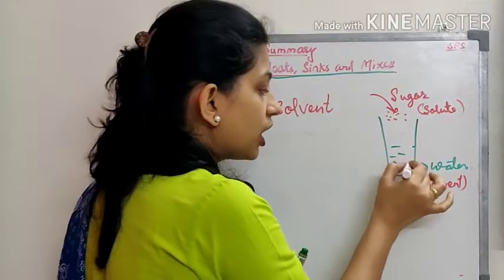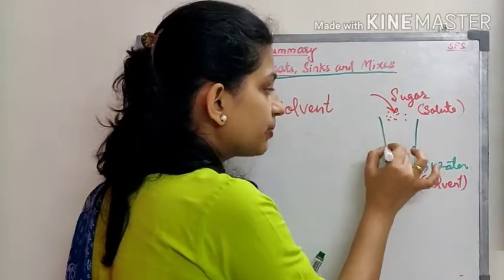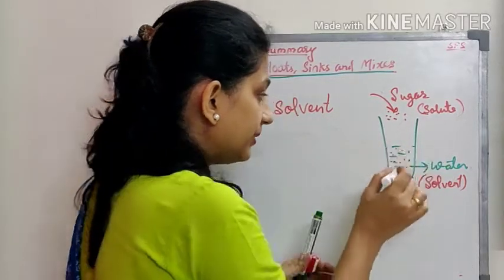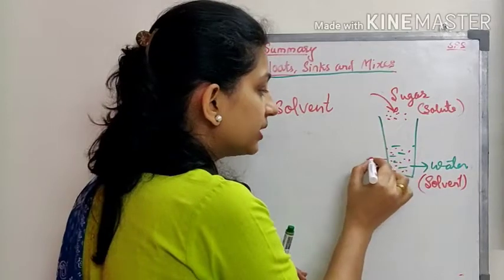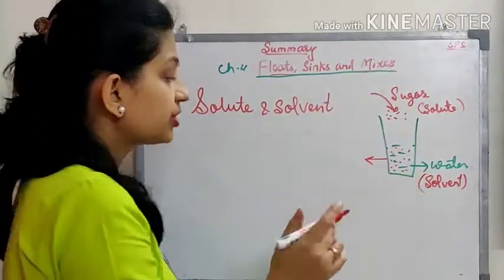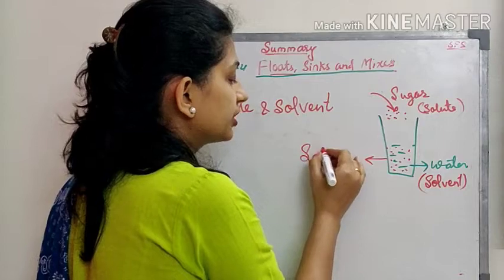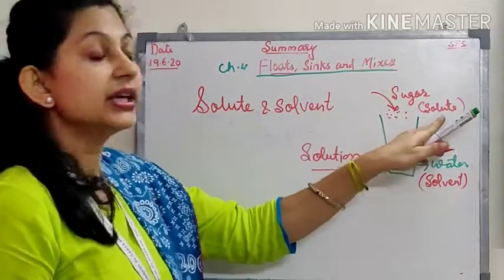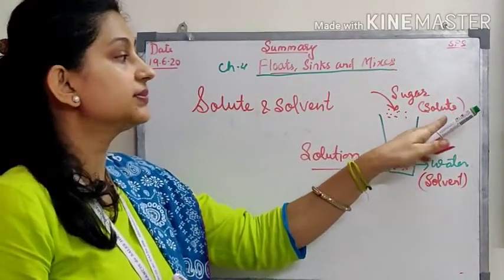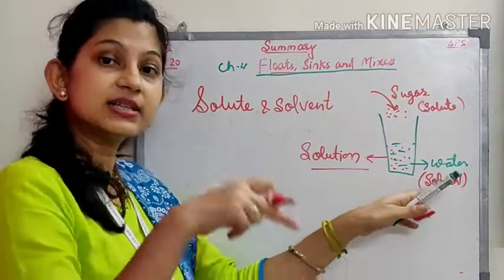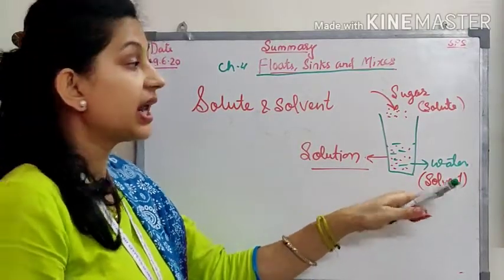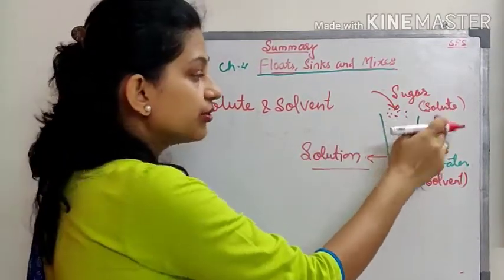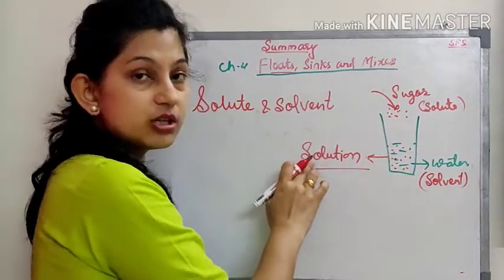And when these solute particles get evenly distributed in the water molecules, the mixture is called solution. All the three terms are clear? The thing which gets dissolved is solute, the one which dissolves another thing in itself is called solvent, and the product formed after mixing solute and solvent, that means solute getting dissolved, is called solution.